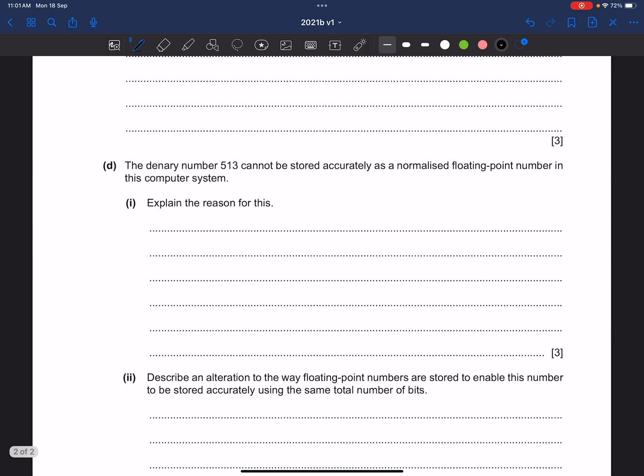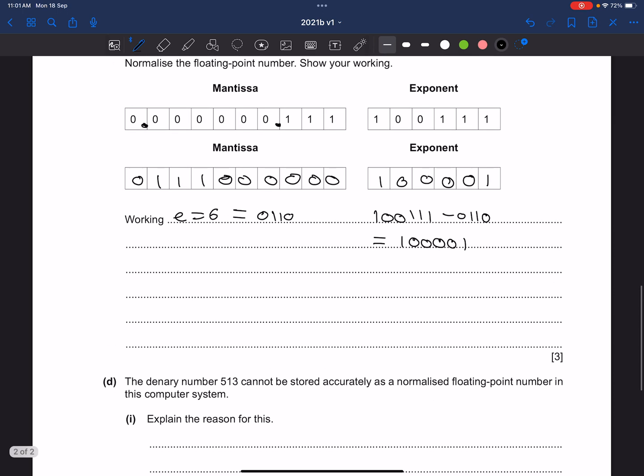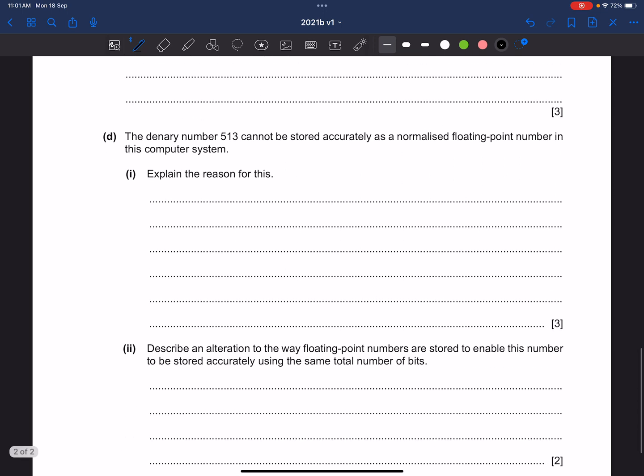Now for part D, the value 513 cannot be used as currently for this mantissa there are 10 bits being used. So when using 10 bits for the mantissa, the maximum value that you can get from this is 511, which is obviously less than 513. Therefore, you would need 11 bits for the mantissa.